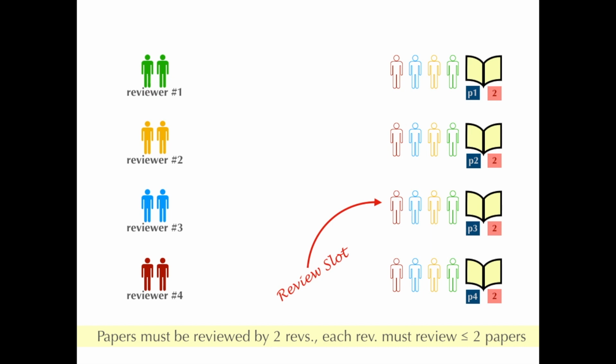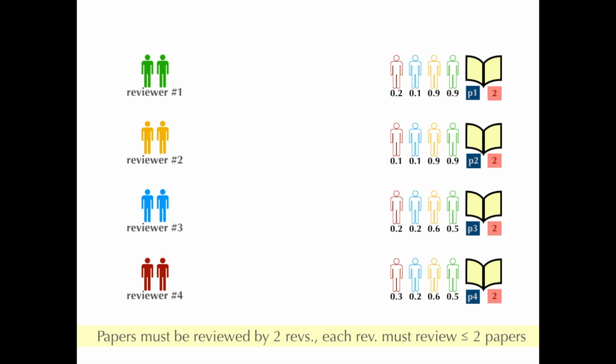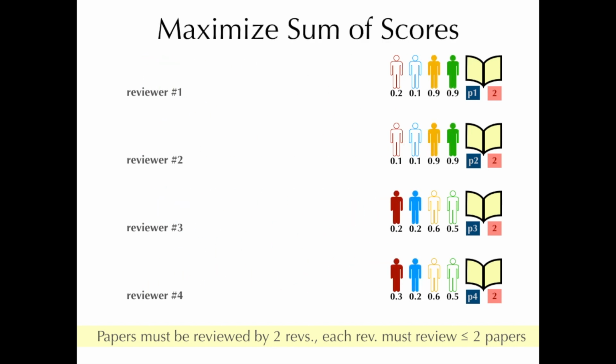Each reviewer paper pair is automatically assigned a score that represents the suitability of that reviewer for the paper. Higher scores are better. Today, most conferences and conference management platforms construct the matching that maximizes the sum of scores among assigned reviewer paper pairs. But this approach can lead to some pretty unfair outcomes.